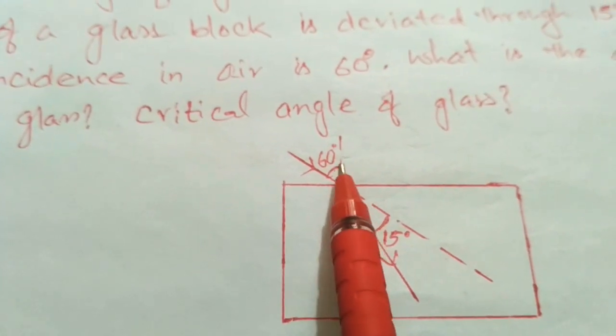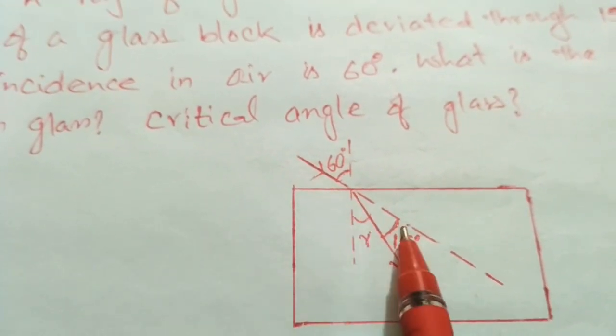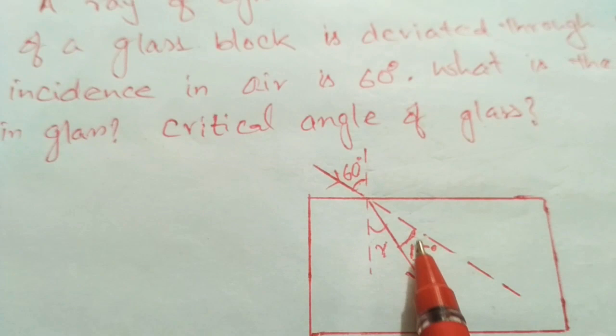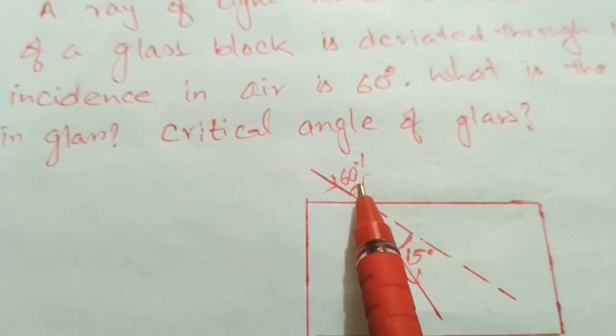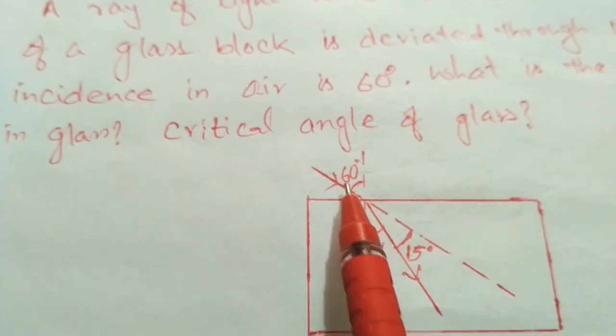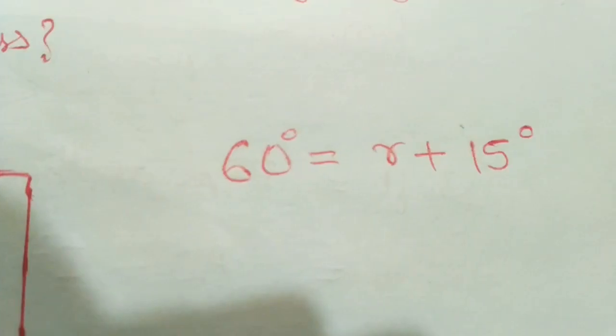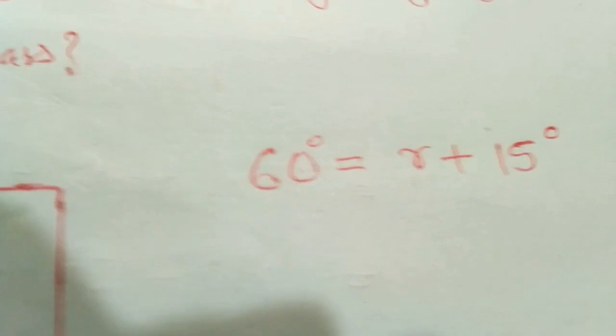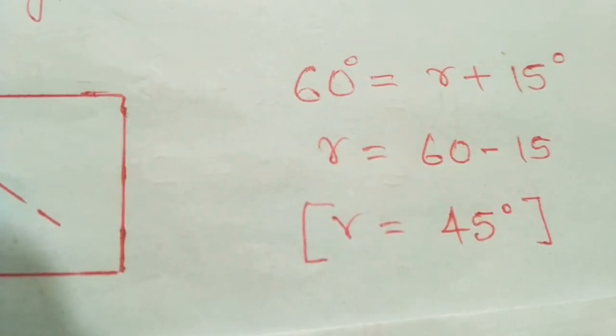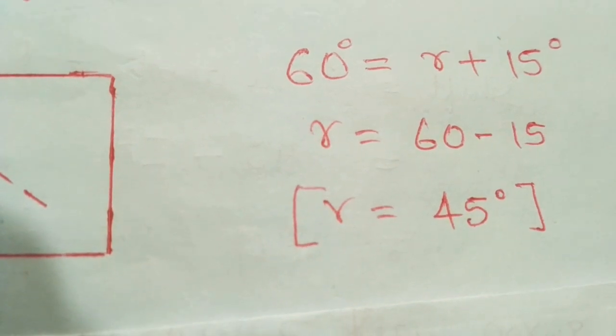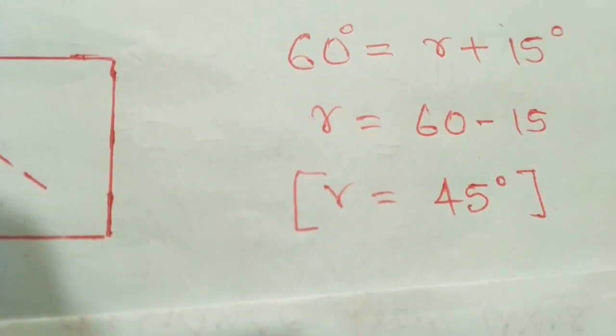So we can see here this normal and this original path are forming an X. So we can say this total angle is equal to this 60 degree by the vertically opposite angle, means 60 is equal to R plus 15. So R is equal to 60 minus 15, and R is equal to 45 degree. The first part of the question is done.